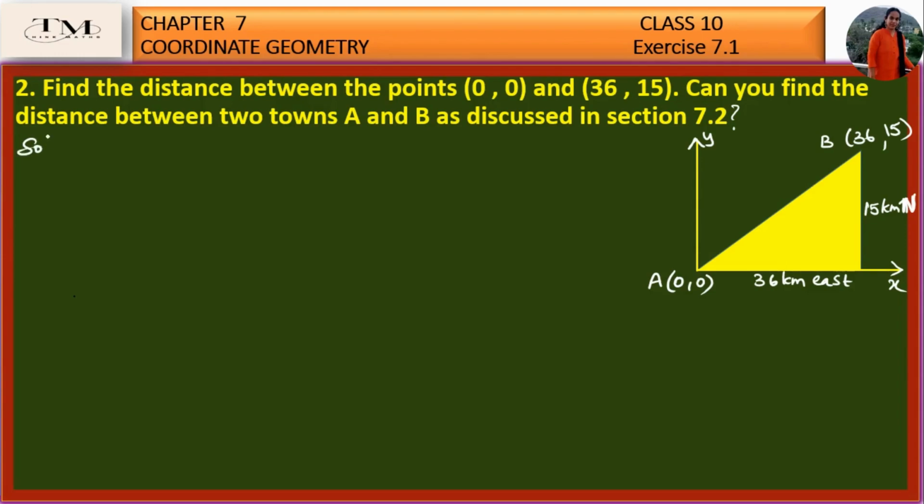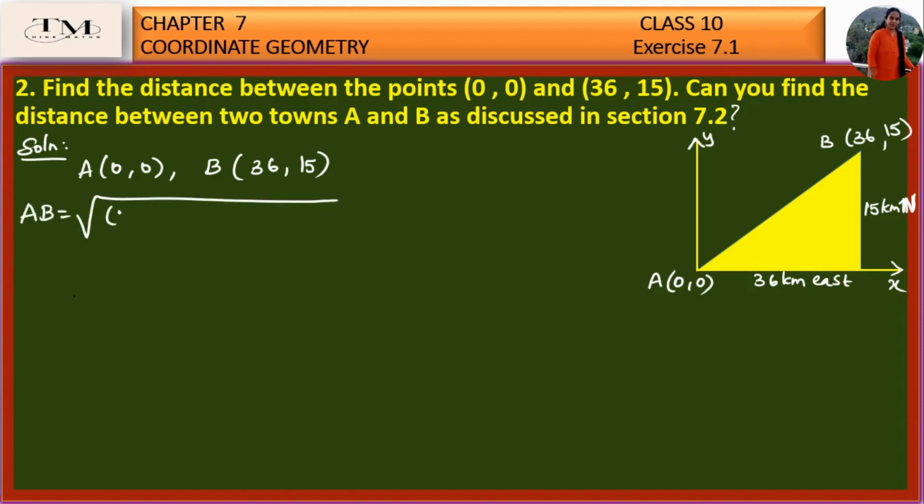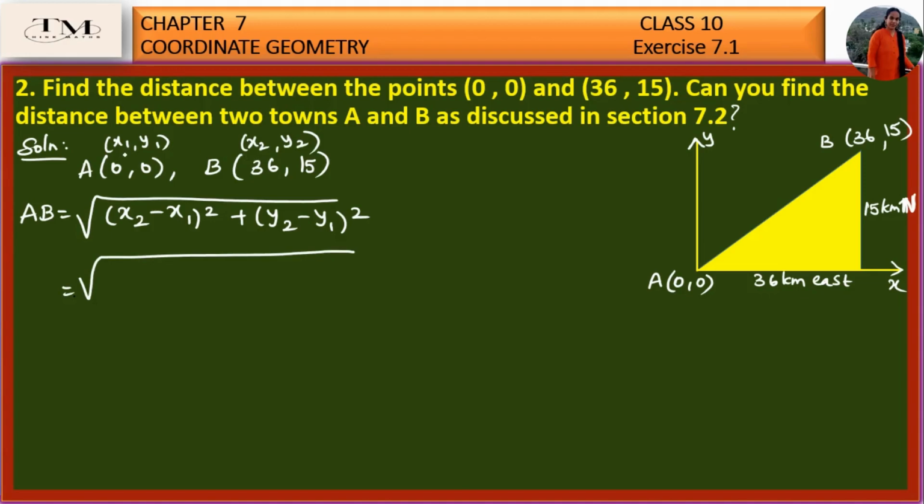So let us start the solution. Let us name these coordinates as A of 0, 0 and B of 36, 15. We have to find the distance AB. So AB is equal to, what is the distance formula? Square root of X2 minus X1 whole square plus Y2 minus Y1 whole square, where the first point is X1, Y1 and the second is X2, Y2. So it is 36 minus 0 whole square plus 15 minus 0 whole square.